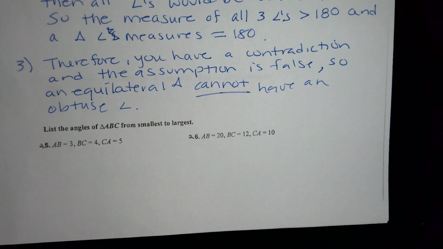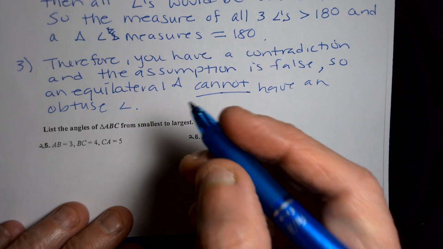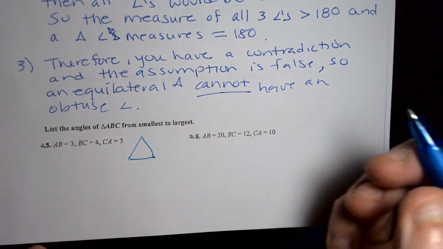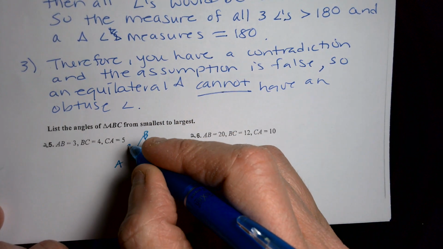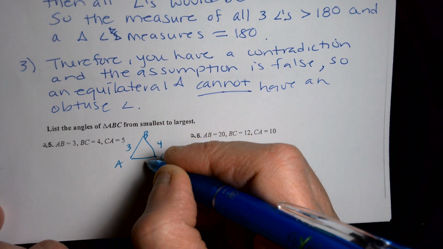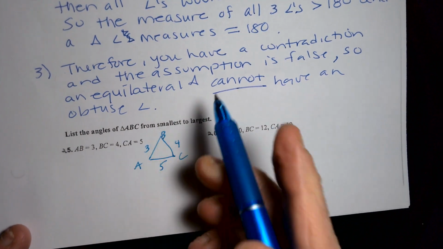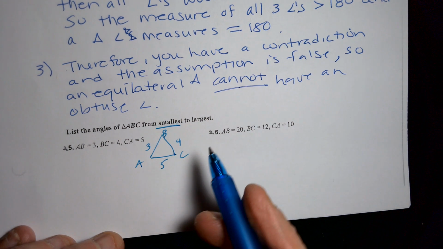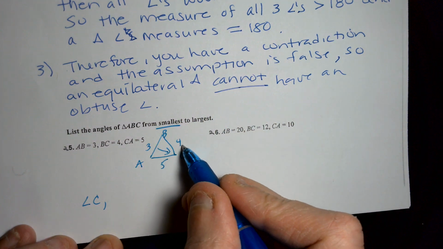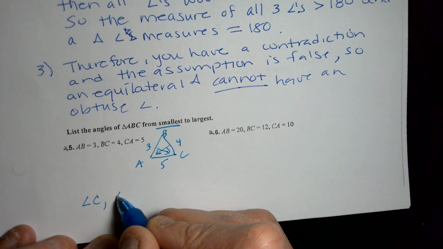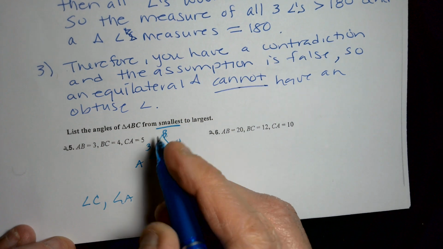List the angles from smallest to largest. All right, so let's see here. Anytime you're going to do something like this, you should just draw yourself a little picture. So draw triangle ABC. AB is 3, BC is 4, and CA is 5. Smallest goes across from the smallest side. So the smallest one is angle C. The next smallest would go across from the next smallest side, which is 4, and that's angle A. And across from the 5 is angle B.